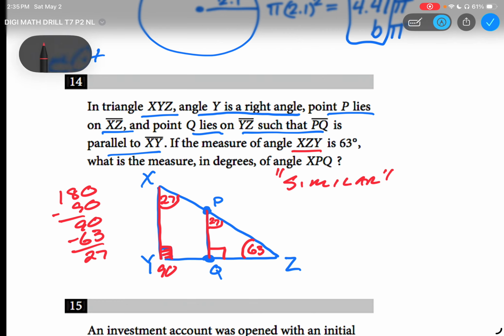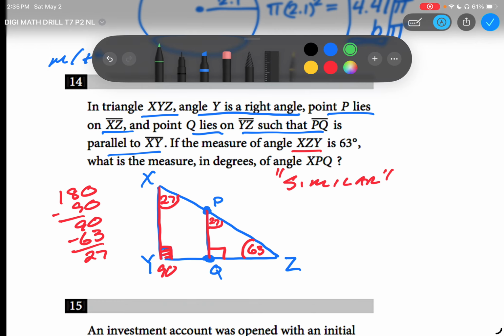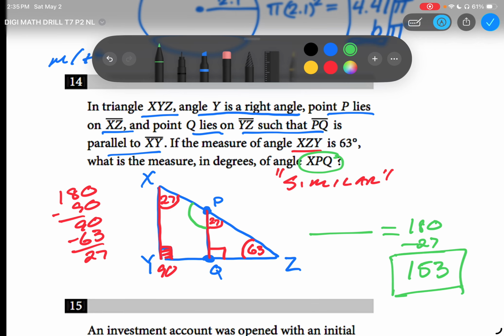Now, the question is asking us, what is the angle XPQ? XPQ is going to be this angle right there. So how many degrees do we have in a straight line? A straight line is also going to be 180 degrees. But if I already have 27 degrees, 180 minus 27 is going to equal 153. And that is the answer to that question.